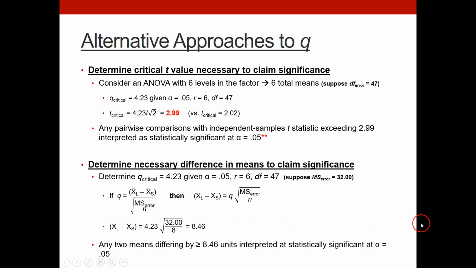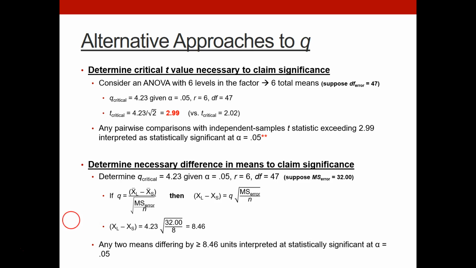Okay, what we could do with this is, instead of just running statistical tests, among those 6 means within my 6 levels of my factor, any 2 means that differ by an amount greater than or equal to 8.46 units could be interpreted as statistically reliable at alpha equal 0.05 based on our Tukey procedure. Okay, so before, what we would be doing is deriving a new critical value for our t-test and then running the t-test to see if our test statistic exceeded our new critical value. Here, we can actually derive the minimum difference we would need to see between any two means in order to claim statistical significance.